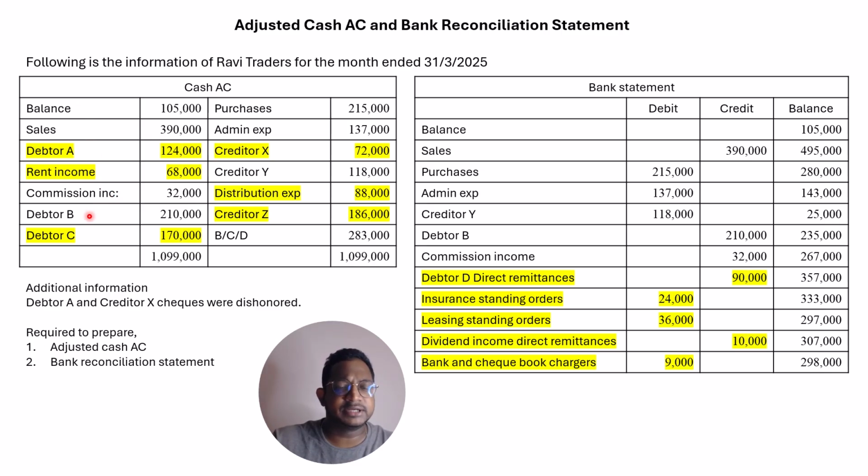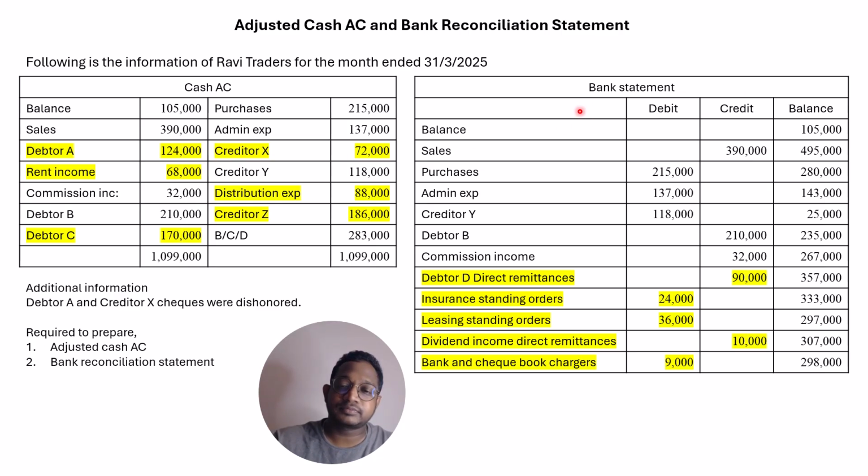Sales, commission income, and debtor B appear in both the cash account and the bank statement. But debtor A, rent income, and debtor C receipts appear only in the cash account, not in the bank statement. From the credit side, purchases, administration expenses, and creditor Y appear in both. But creditor X, distribution expenses, and creditor X payments appear only in the cash account. The additional information says debtor A and creditor X checks were dishonored as well.